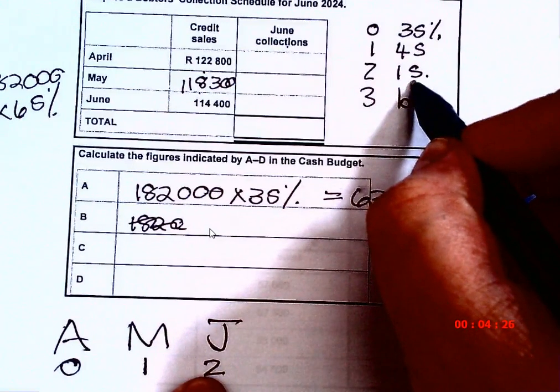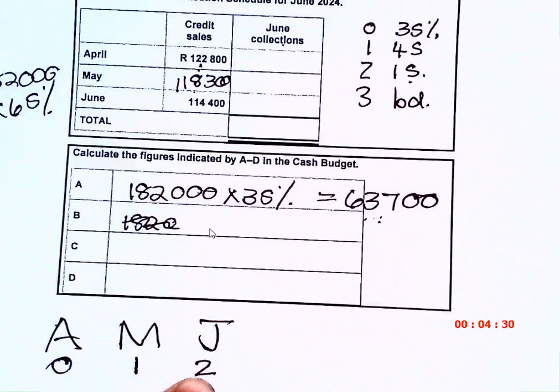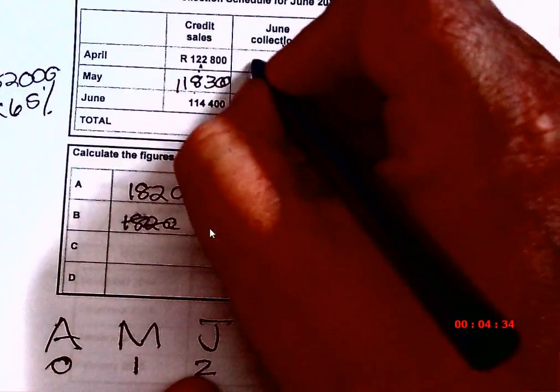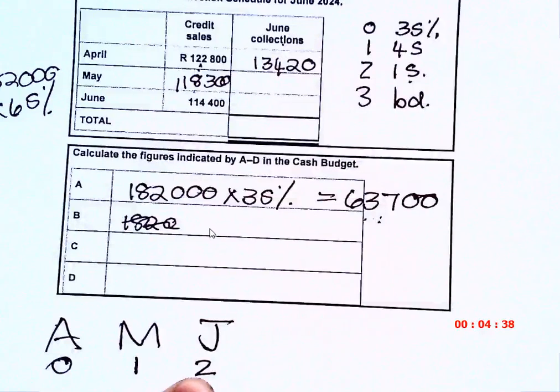So 15% of 122,800 gives me, say again, 18,420.